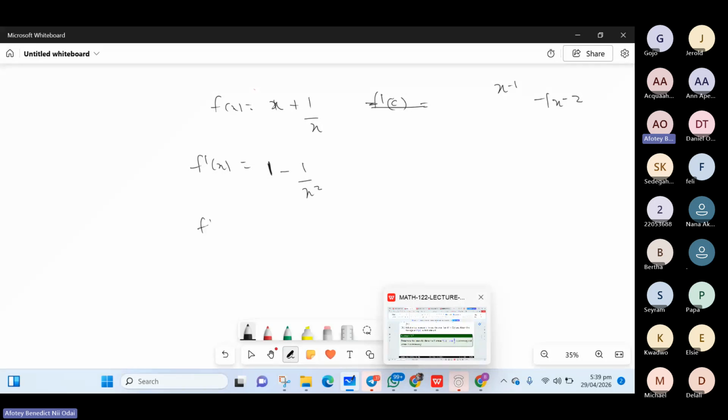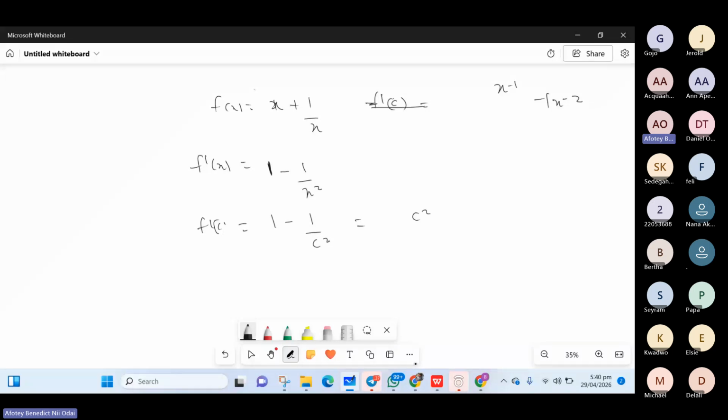So f prime of c gives us 1 minus 1 on c squared. Again, please don't forget to find a critical value: there are points where the derivative is equal to 0 or points where it does not exist. It's easy to forget that it does not exist. Okay, so this is equal to c squared minus 1 on c squared.